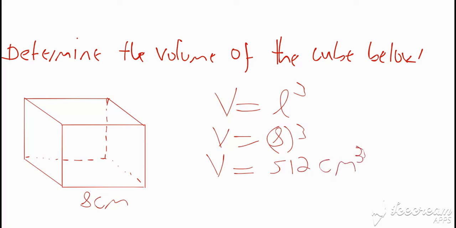All right, and what this means is that we have a box that can be filled by 512 unit cubes. In other words, it takes 512 cubes that have a dimension of 1 centimeter by 1 centimeter by 1 centimeter to fill out the space occupied by this cube here.